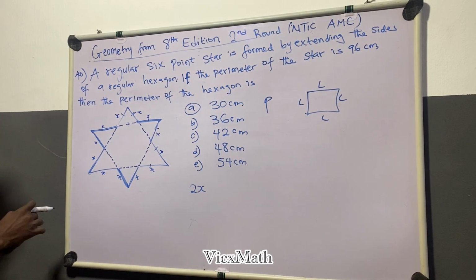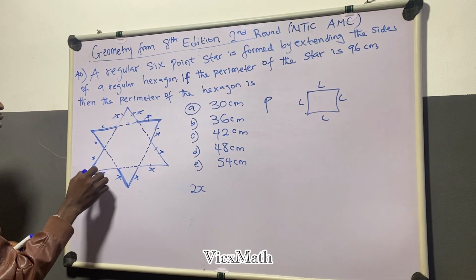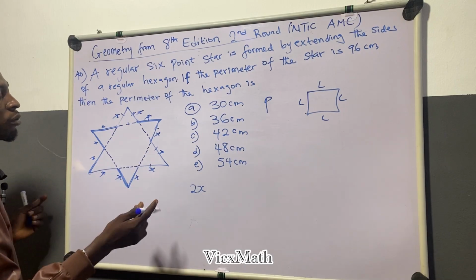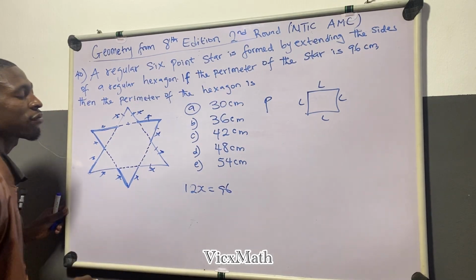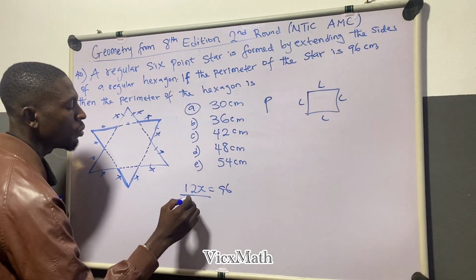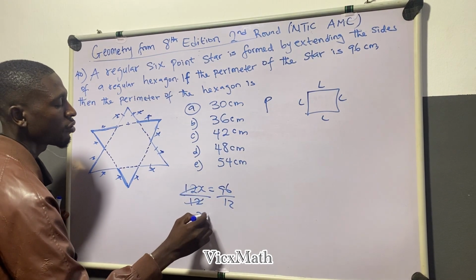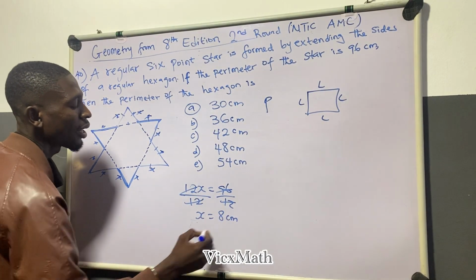Let's count how many x we have here: 1, 2, 3, 4, 5, 6, 7, 8, 9, 10, 11, 12. Since they are all equal, we rate all of them as x. So we have 12x = 96. Let's find each side. Divide both sides by 12. This cancels this, so x = 96 divided by 12, which gives us 8. We have 8 centimeters as each side.